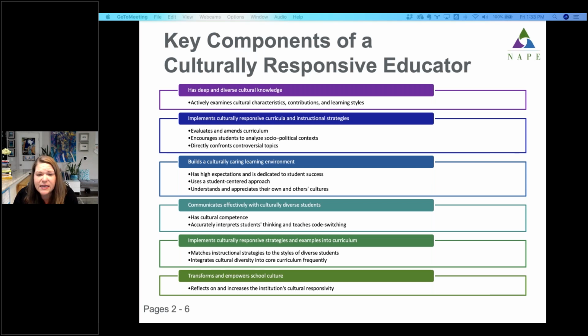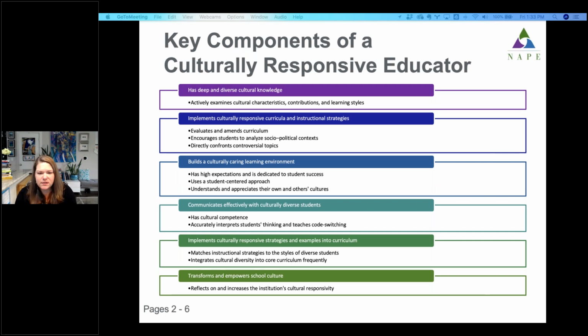The next key piece here is that a culturally responsive educator is really looking at instructional strategies for how to serve diverse students, and that we're integrating cultural diversity into the core curriculum frequently. And so we'll talk a little bit about this when we look at the stages of multicultural competency, to really look at, are we just having a Women's History Month, a Black History Month? Like, that's not integrated curriculum, right? That's isolated kinds of events for our school and our curriculum.